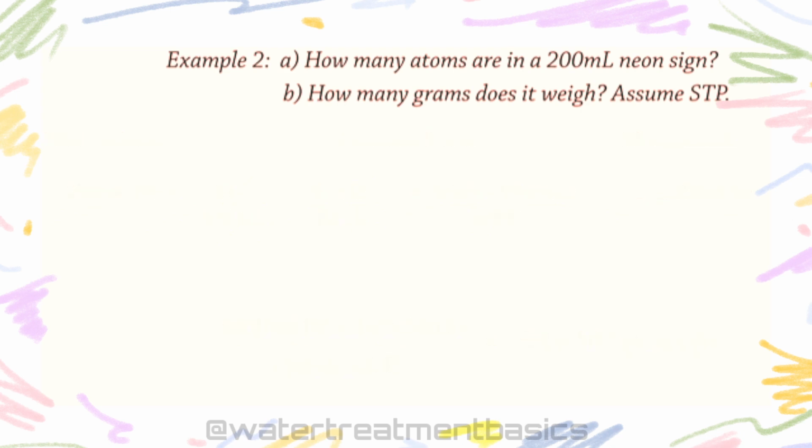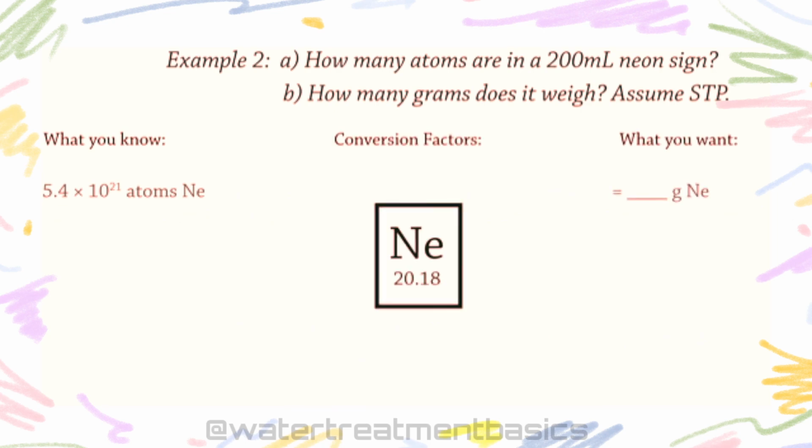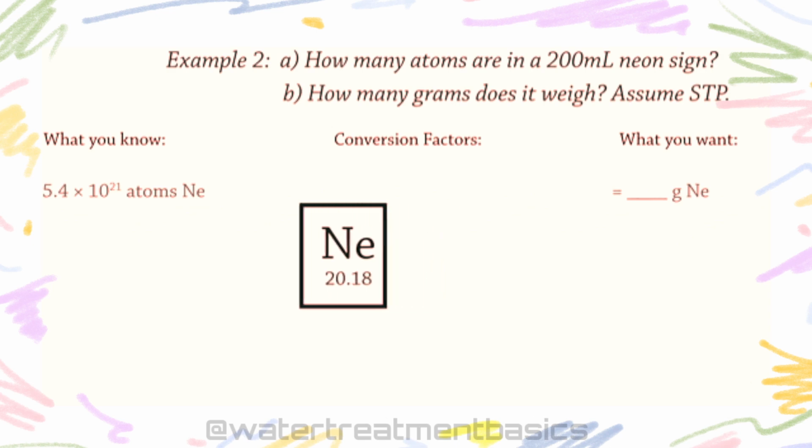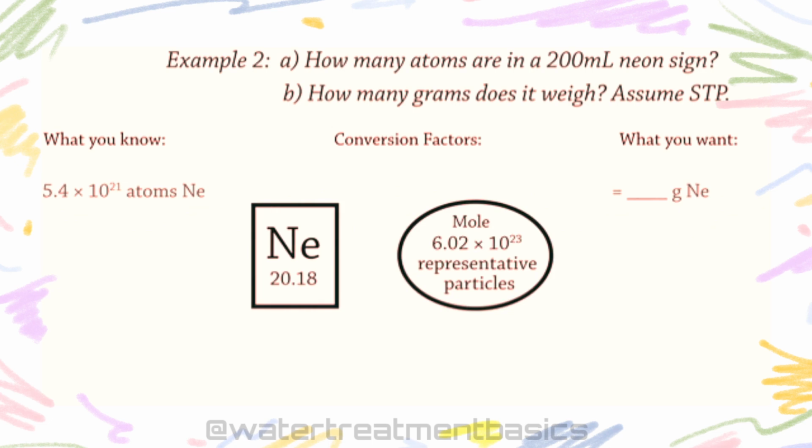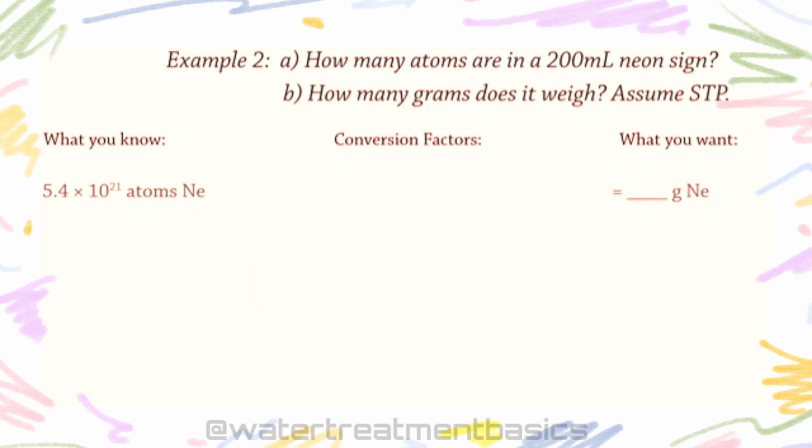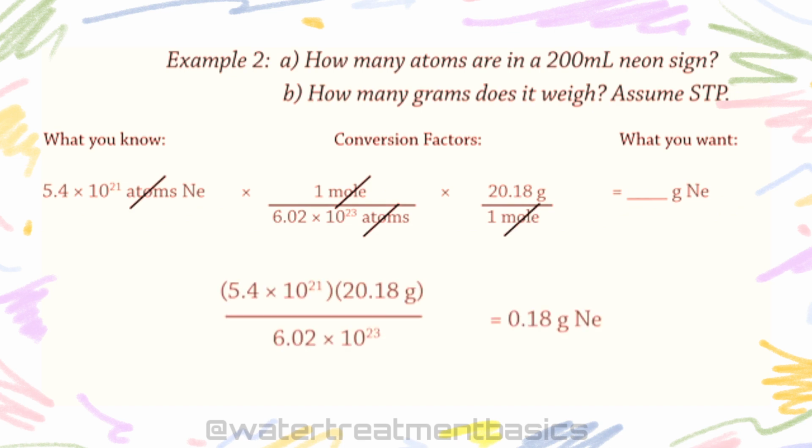Now what about the next part of the question? Given this number of atoms of neon, how many grams is that? We can use the molar mass of neon from the periodic table and Avogadro's number as conversion factors. 5.4 times 10 to the 21 atoms of neon times 1 mole of neon per 6.02 times 10 to the 23rd atoms of neon times 20.18 grams of neon per 1 mole of neon equals some number of grams of neon. Check to see your units cancel. We get 0.18 grams of neon.